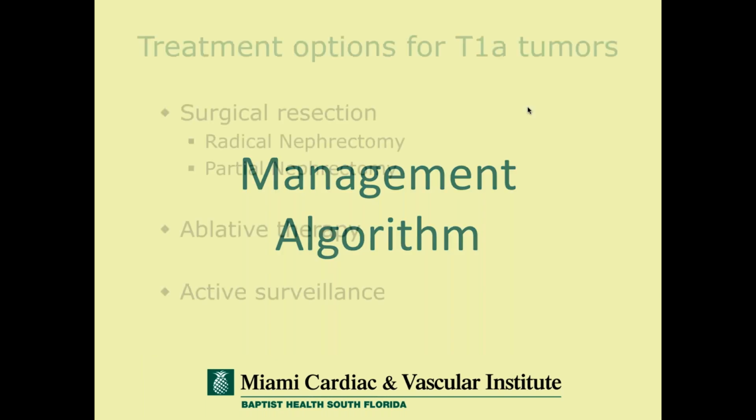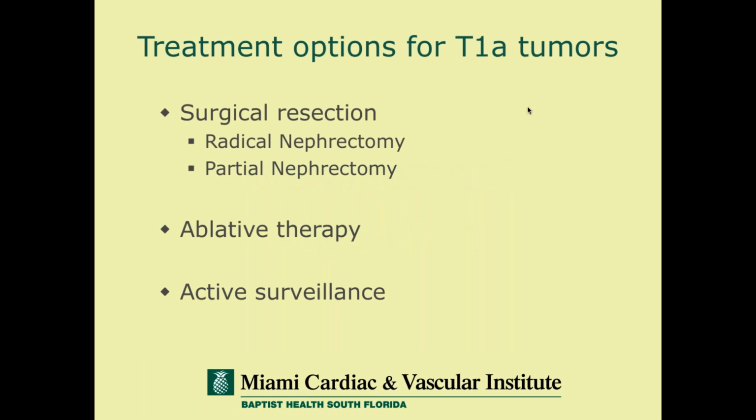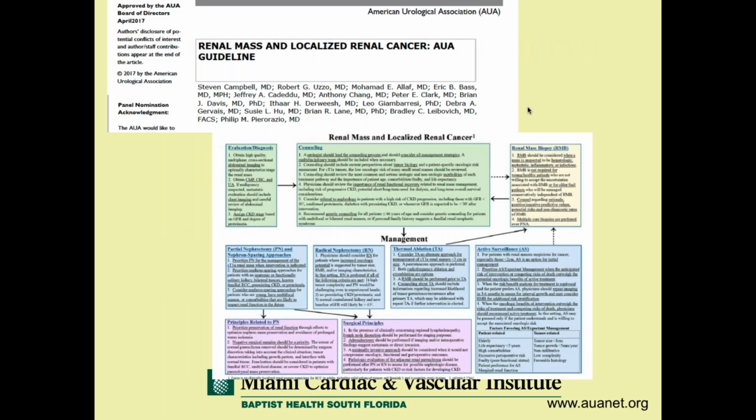So what's the present management algorithm? I think it's important to understand that what you're looking at is surgical resection, radical versus partial nephrectomy, or what we call nephron sparing surgery, ablative therapy, and active surveillance. The latest guidelines were published last year by the AUA, the American Urological Association, and these really started looking at the different management criteria. To me, there was a shift compared to the previous management guidelines in 2009, in that now thermoablative therapies are considered an alternative to surgical therapies.